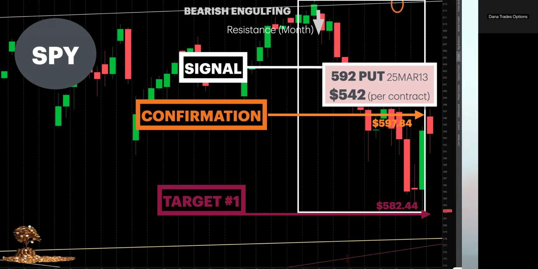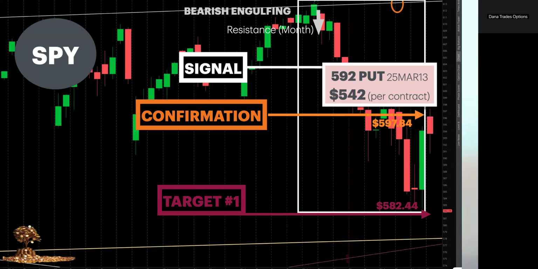As I always explain, I select a strike which is in between the price of SPY at the open and my initial target. So here, that strike was 592. I selected a put because I utilize a put to take advantage of a potential downward price movement. So that 592 put with the expiration of March 13th, 2025 was selling at an average of $542 per contract.